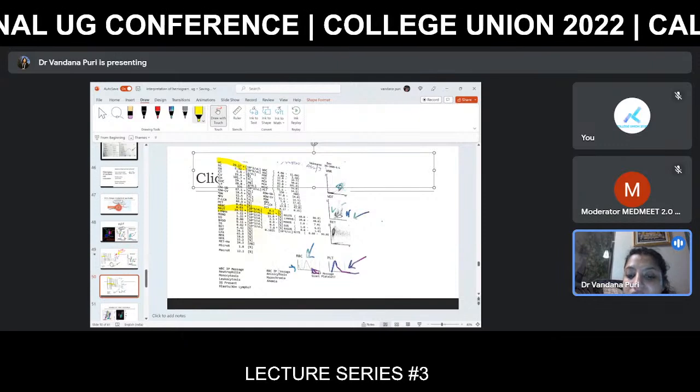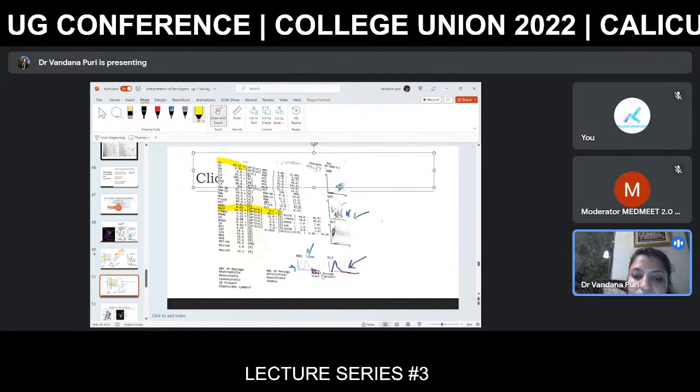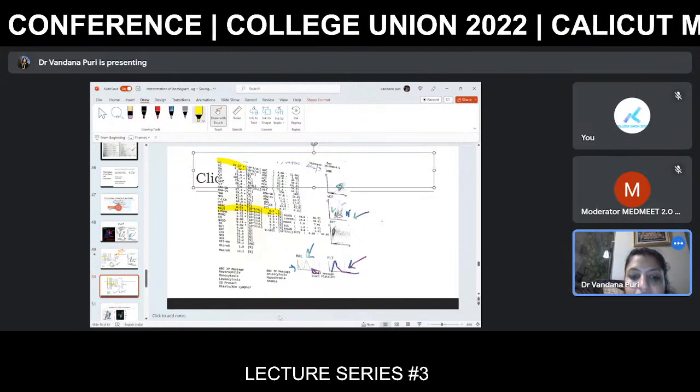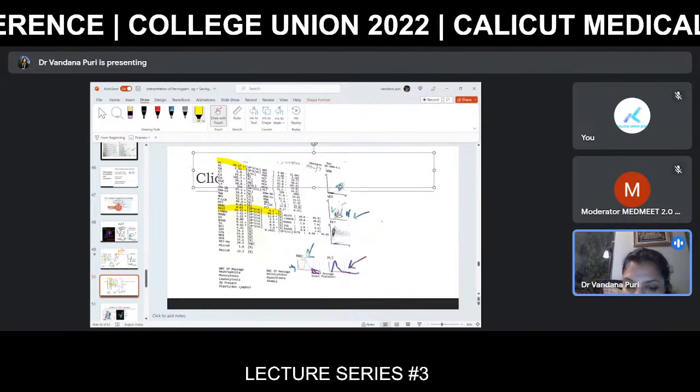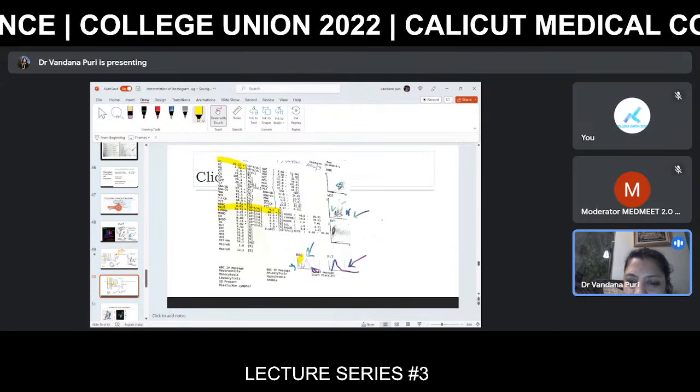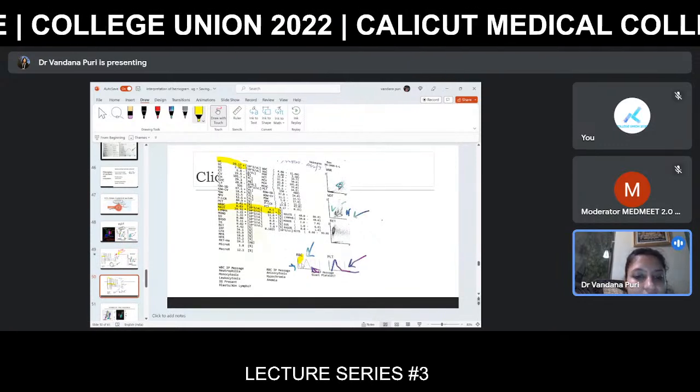Okay. And there is an anemia, which is usually normocytic normochromic with some macrocytosis. And then, of course, there are some smaller cells here, which can be either very small microcytes or platelet clumps.